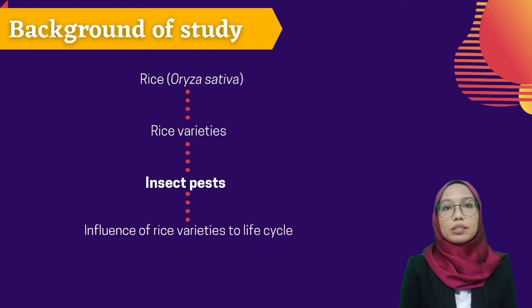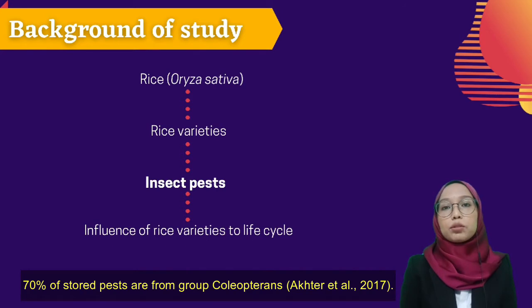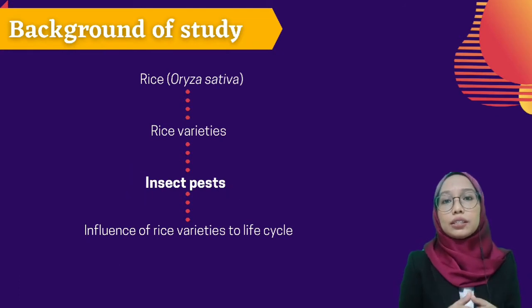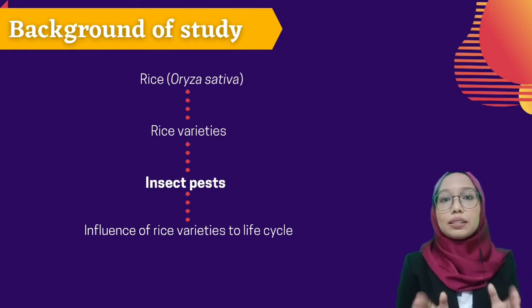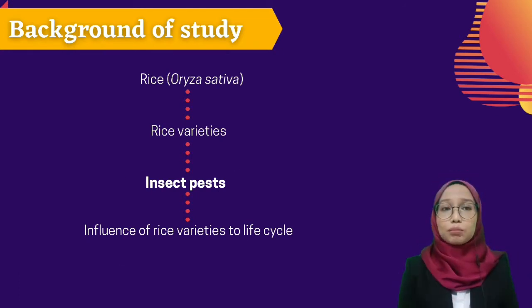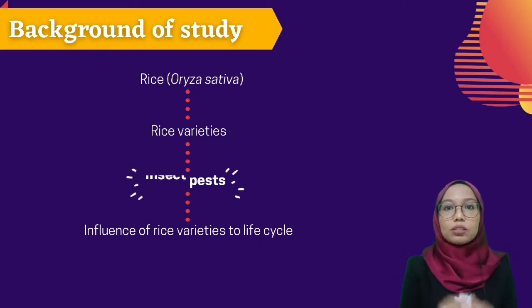Grain storage in warehouses is critical for maintaining production amounts and ensuring an adequate supply of food for the population. Unfortunately, insect pests have been the major constraint to this sector. Akhtar et al. 2017 mentioned that 70% of these stored pests are from order Coleoptera, and genus Sitophilus is one of the most damaging of the storage insects. So, how can these tiny creatures cause a lot of problems?